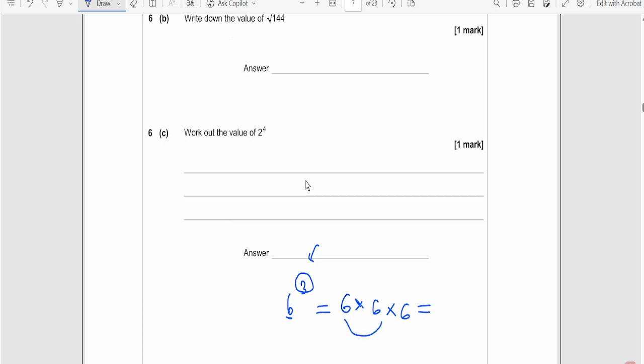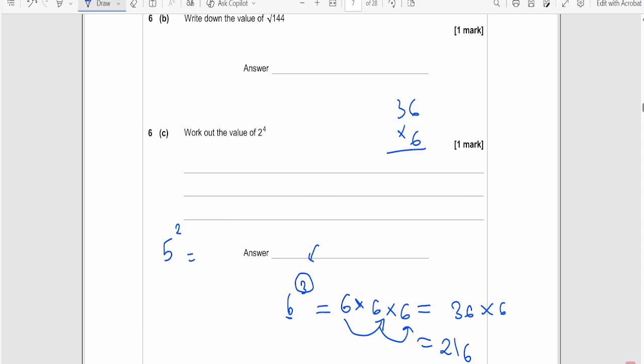So 6 times 6 is 36, right? And then 36 times 6. Is it 216? Yes, good. Now find 5 raised to power 2.